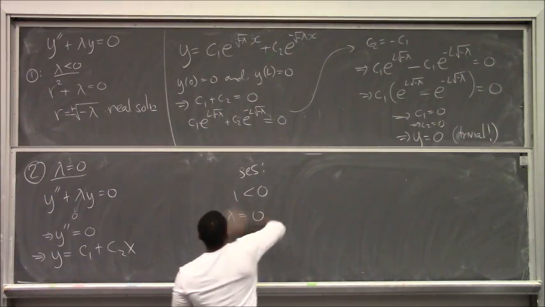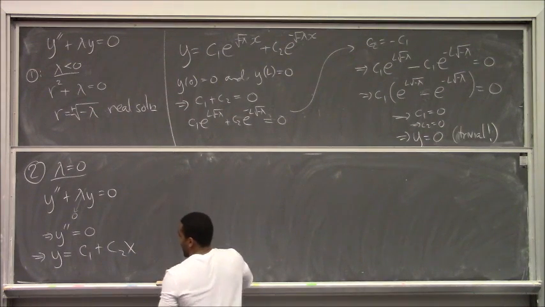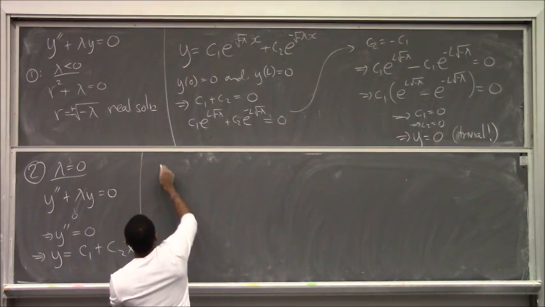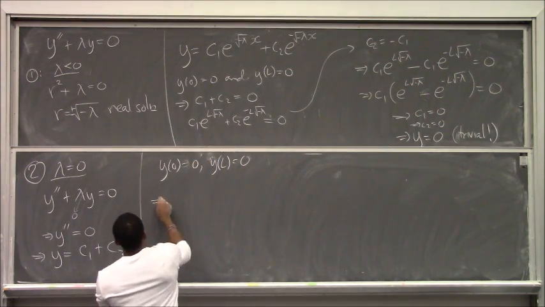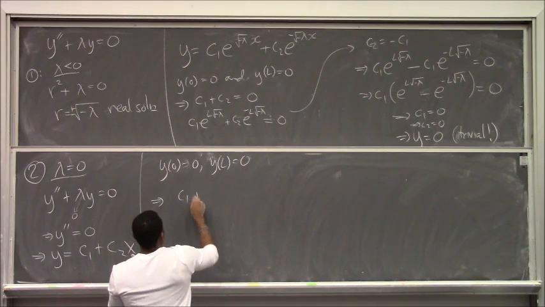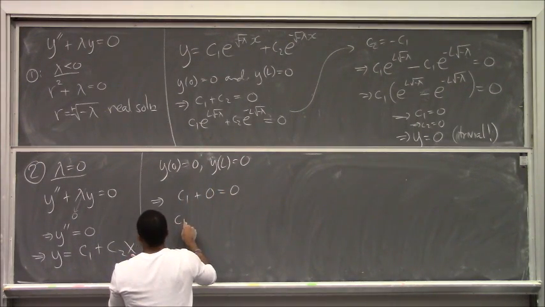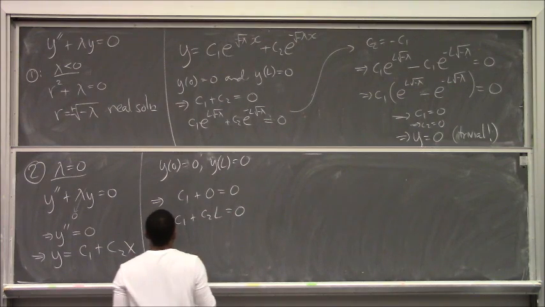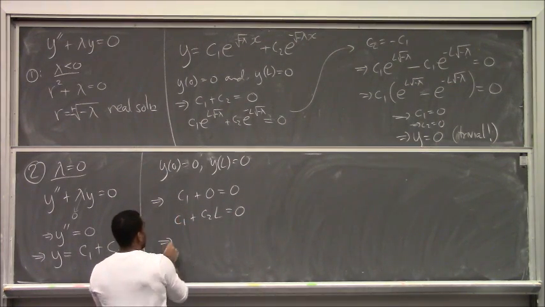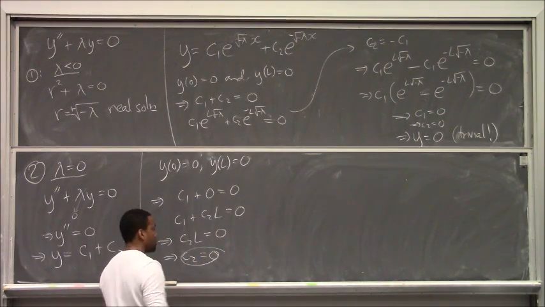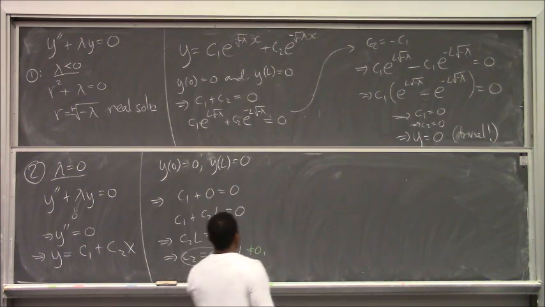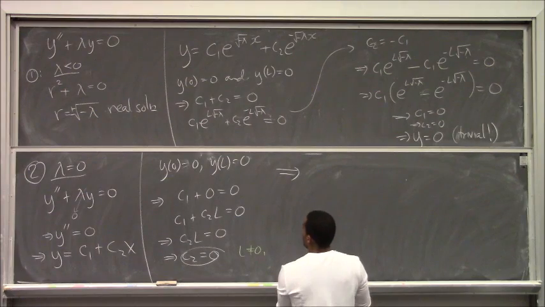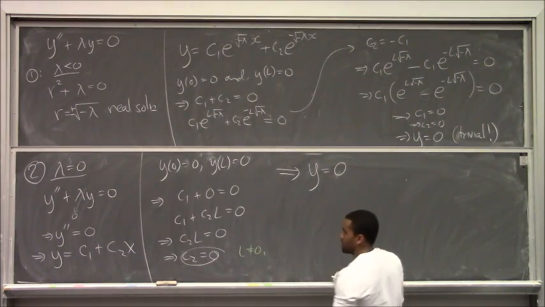Now, if I plug in my initial conditions, and we'll see why I care about those initial conditions specifically on Monday. So if y of 0 equals 0 and y of L equals 0, this means if I plug in 0 for x, C1 plus 0 equals 0, and C1 plus C2 L equals 0. But if C1 equals 0, this means that C2 L equals 0, and so your C2 must be 0, because again, we're assuming our L to be non-zero. So again, the solution becomes y equals 0.